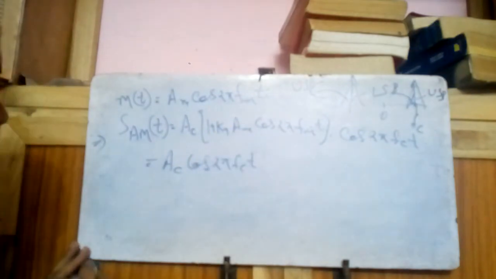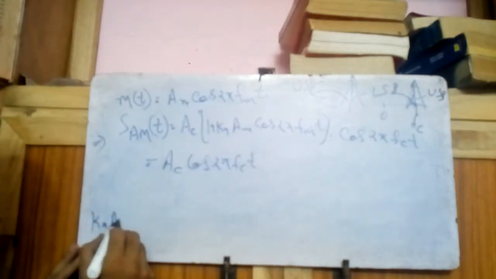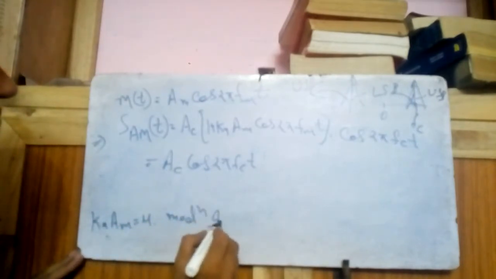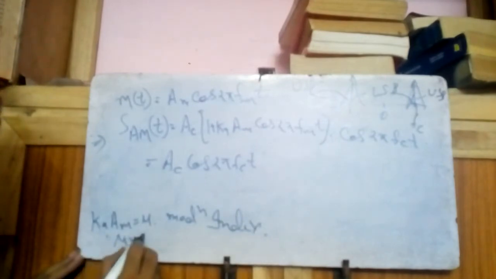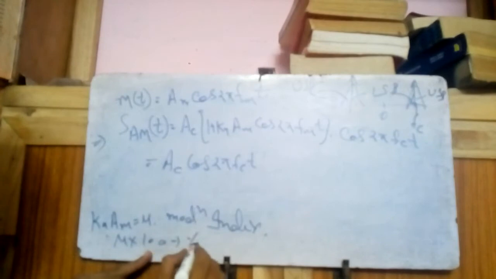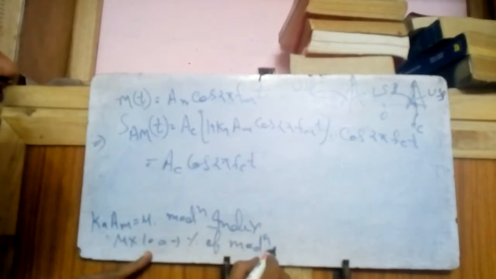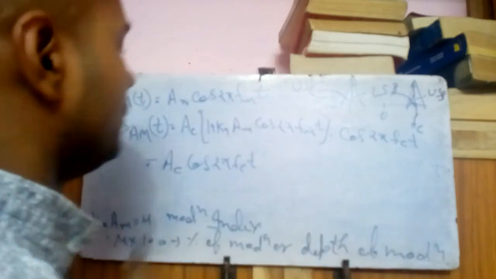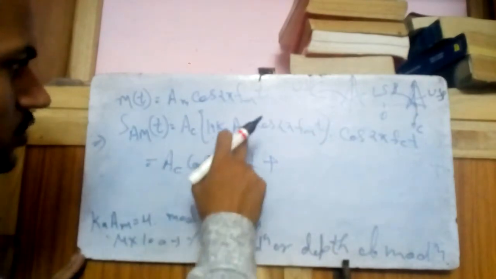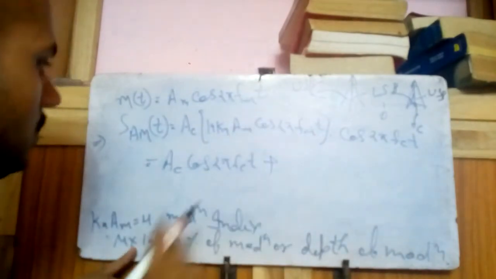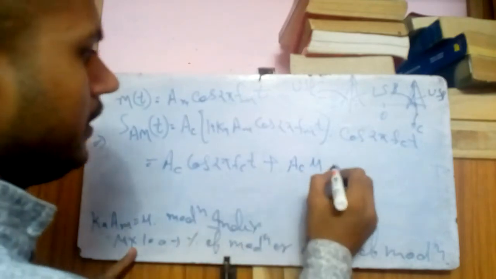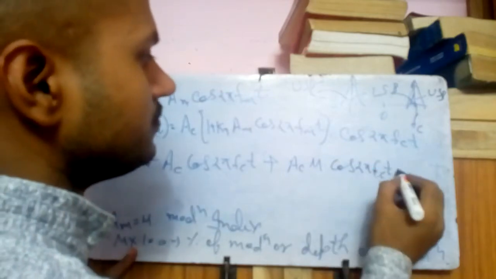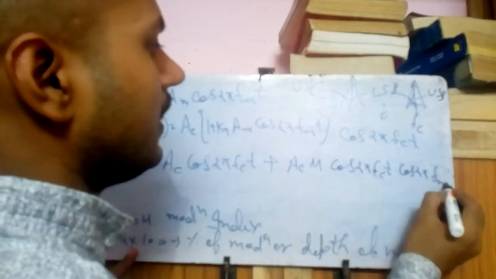Here Ka Am is called mu, the modulation index, right? Modulation index. Mu into 100 is the percent of modulation or depth of modulation. So Ac cos 2πfct plus Ka Am is mu, so Ac mu into cos 2πfct into cos 2πfmt, right?